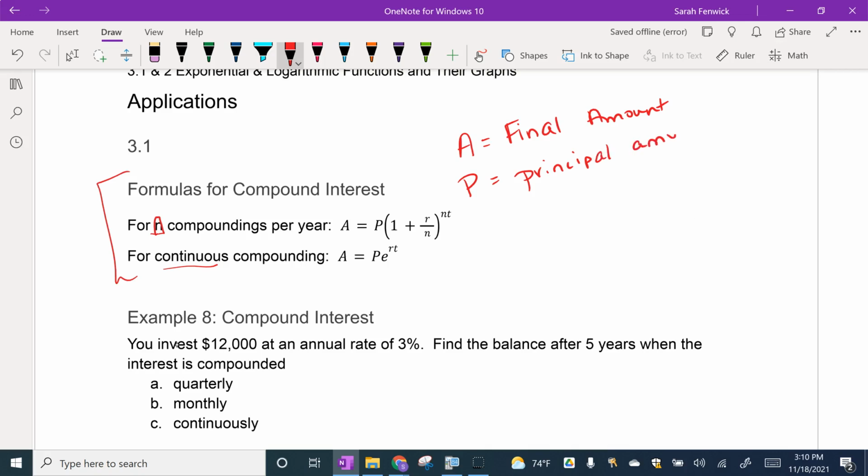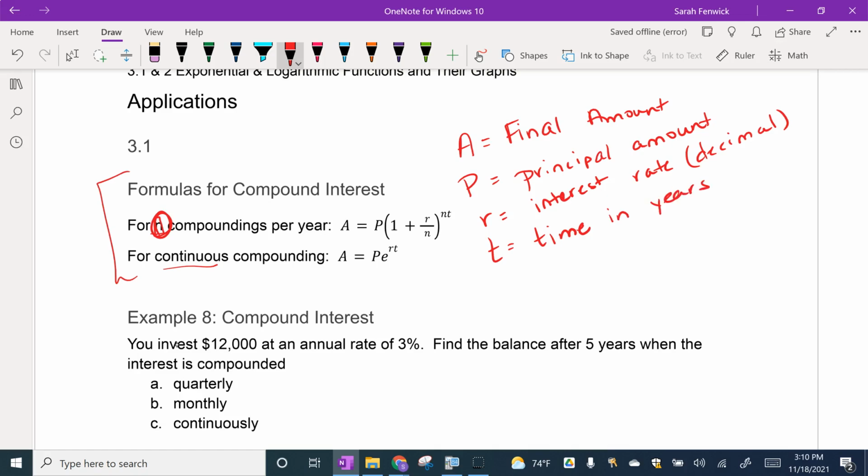Principal amount, or the amount you start with. R is interest rate, and it needs to be in decimal form. N is the number of times it's compounded. You only have that in the top formula. T is your time. And we're talking about time in years, sorry.